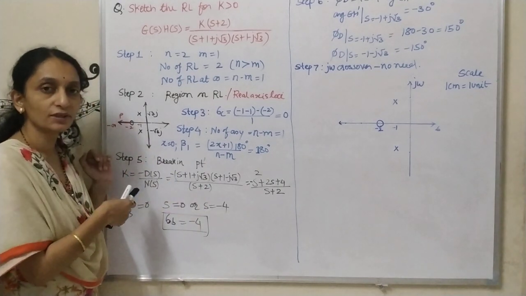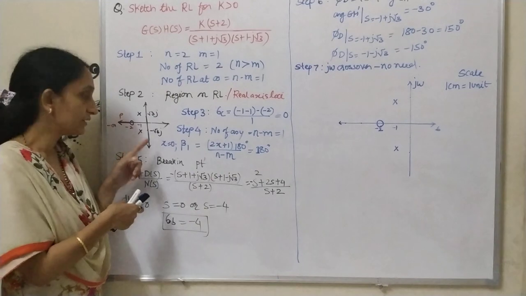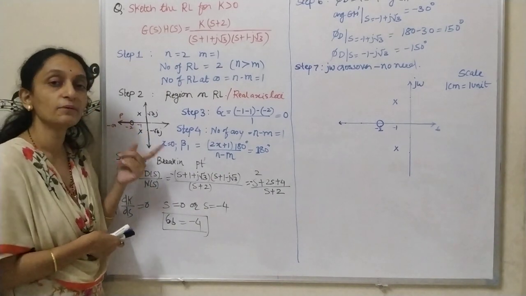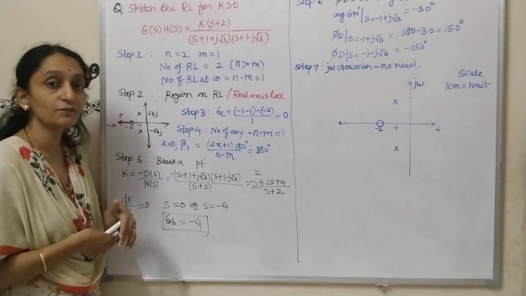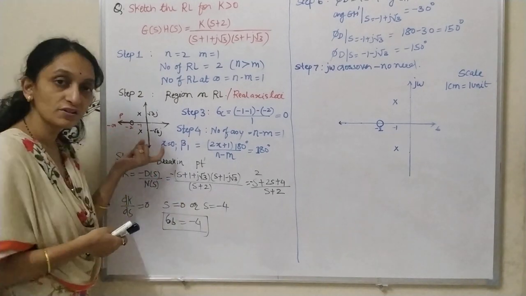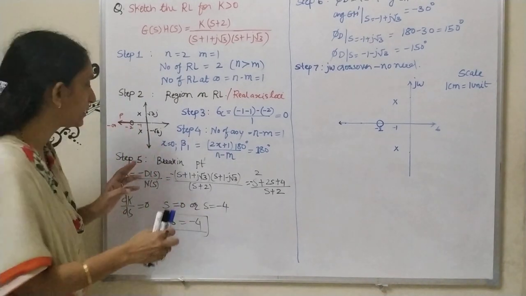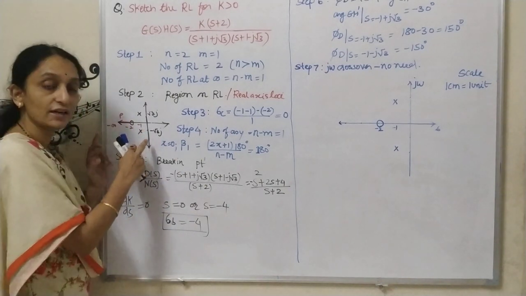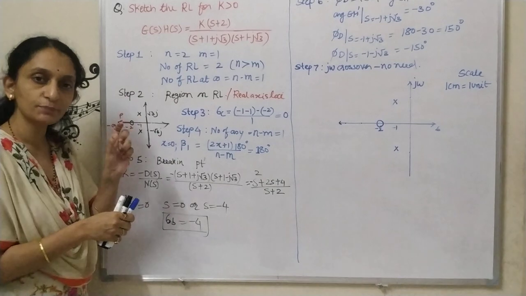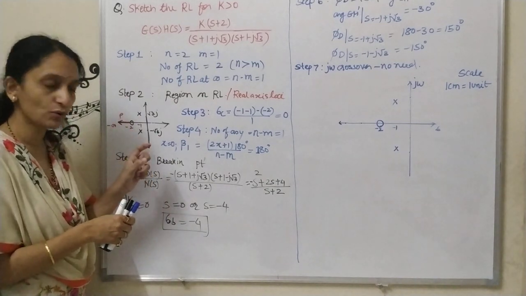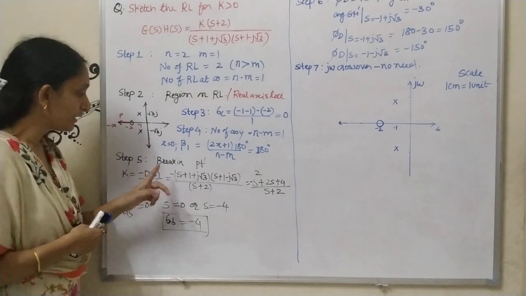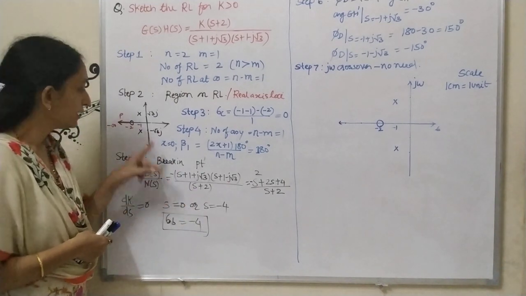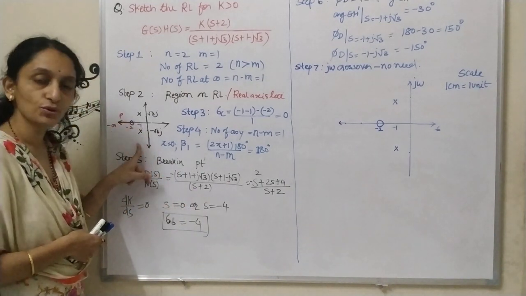In the previous numerical I told you that for complex conjugate poles there is no need to calculate the breakaway point or break-in point, because two adjacent poles or two adjacent zeros are not there. Please look at this carefully. Here there is no pair of adjacent real poles or adjacent real zeros. Then why is this step required? Because we know that these two poles are complex conjugate poles.